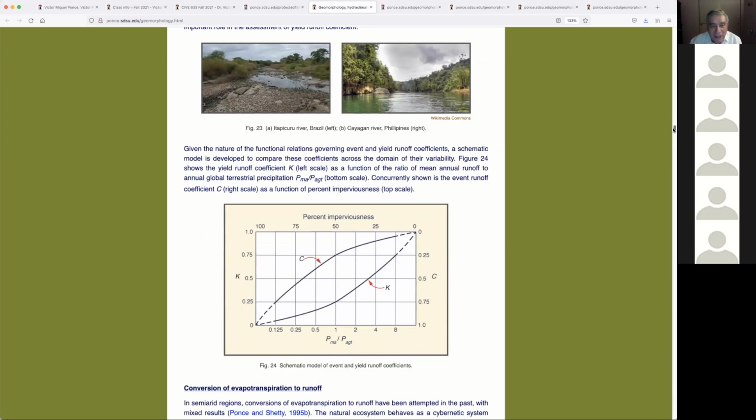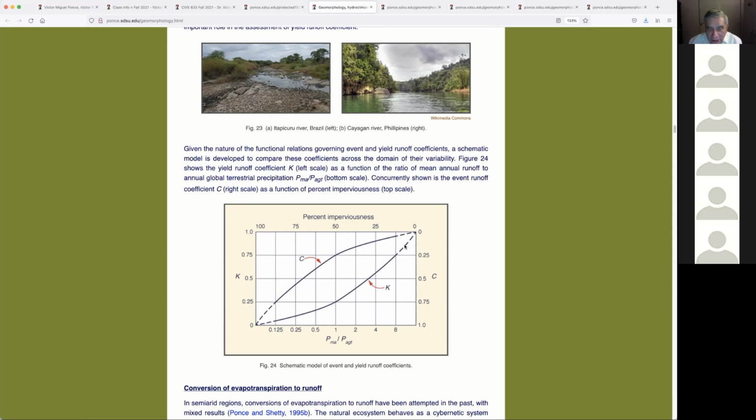Okay, there's two things that we need to examine here. There's the C coefficient, explicit in the rational method, Q equals CIA, which is the runoff coefficient. But that is an event coefficient. That has to be distinguished. That varies with the percent imperviousness. The C varies with the percent imperviousness. The greater the percent imperviousness, then the C is, okay, over here.